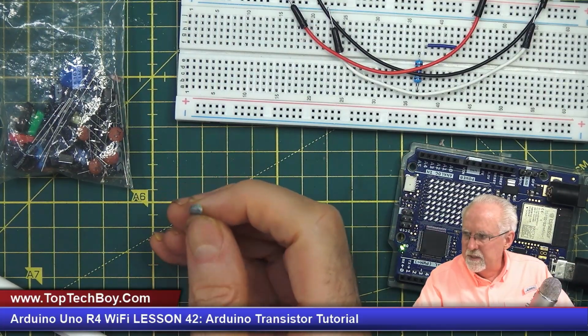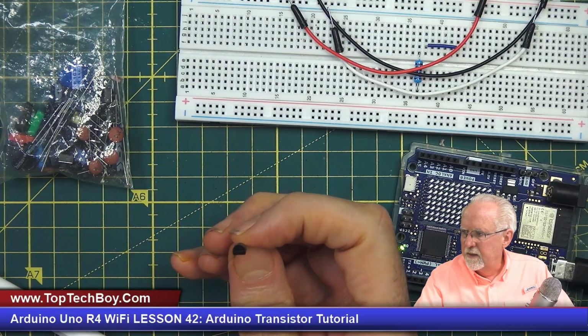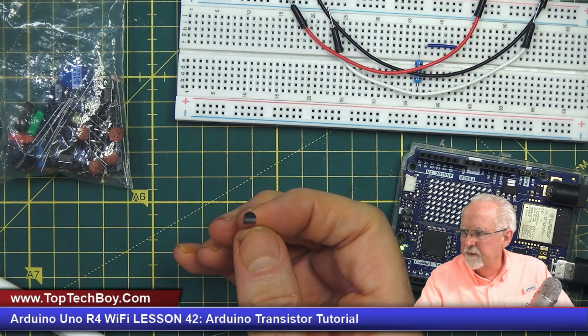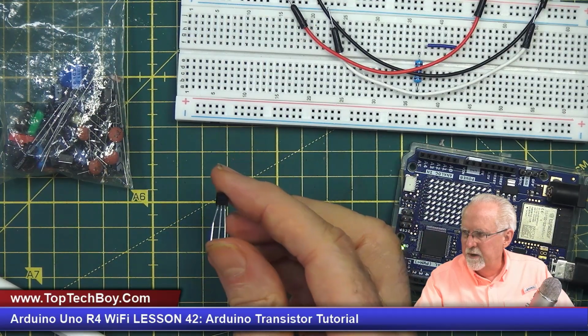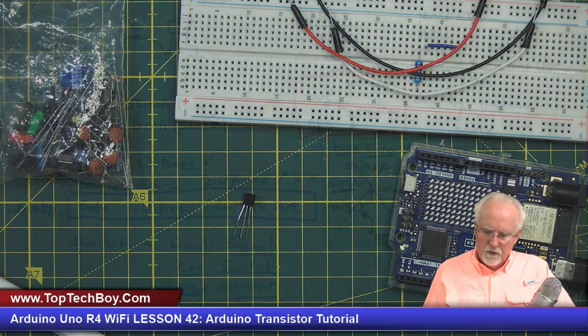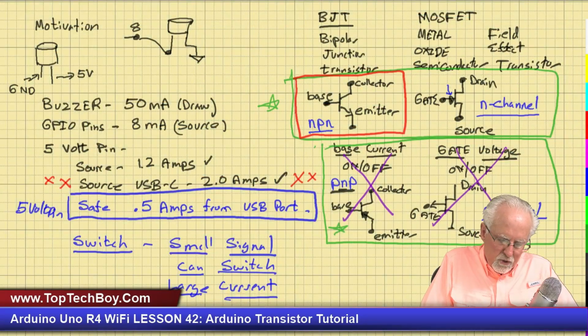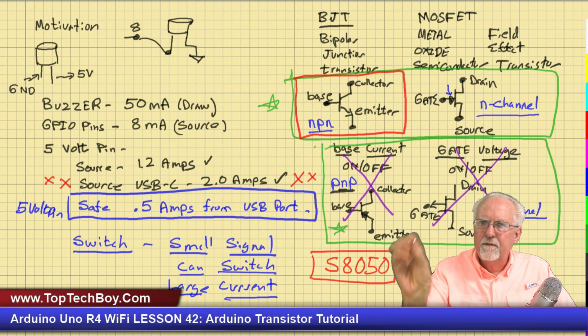And what you can see is the transistor is flat on one side and a semicircle on the other, and then it has three legs. Now, there are different transistors, so you've got to look with the magnifying glass and make sure that you are getting the S8050. And it's marked that on the little flat side.